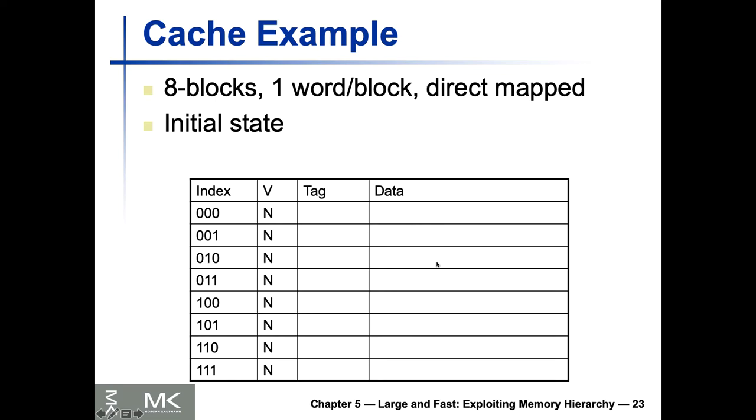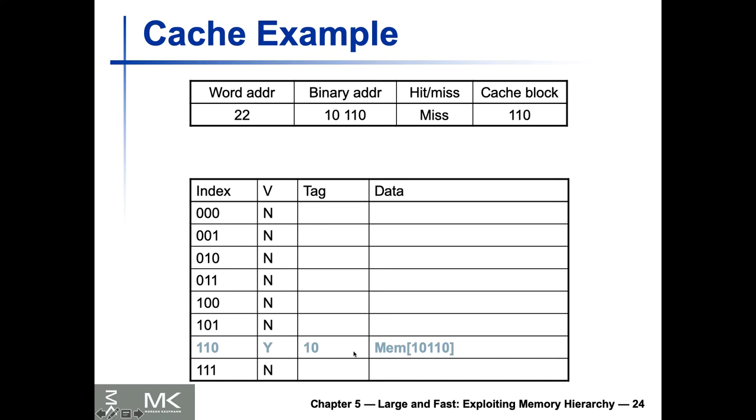And then after you had a miss on the previous iteration at this location, some data is transferred from memory, so memory of this address, right? That's why we show memory 110. That's why we set this to Y, okay? Now, on the next iteration, we've already accessed it, it was a miss, it was here. Now, the next one we wanna access is 11010. Here you go.